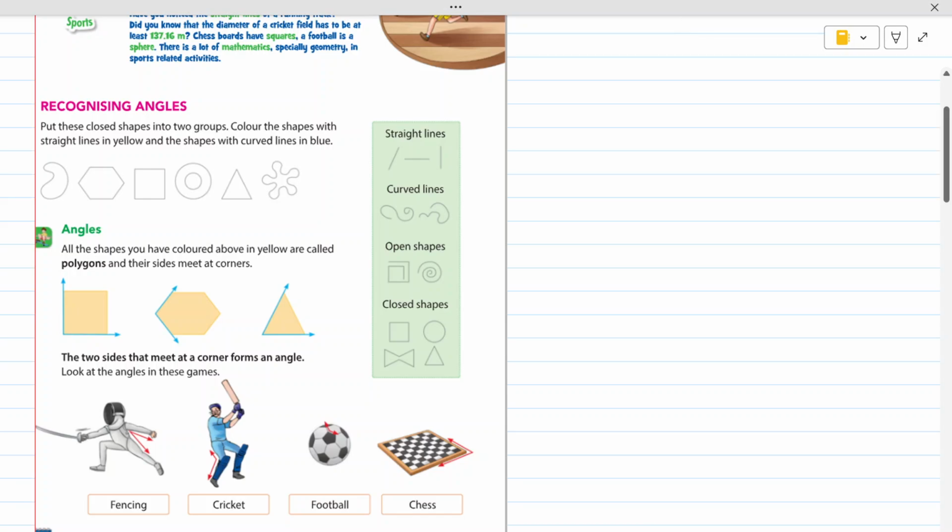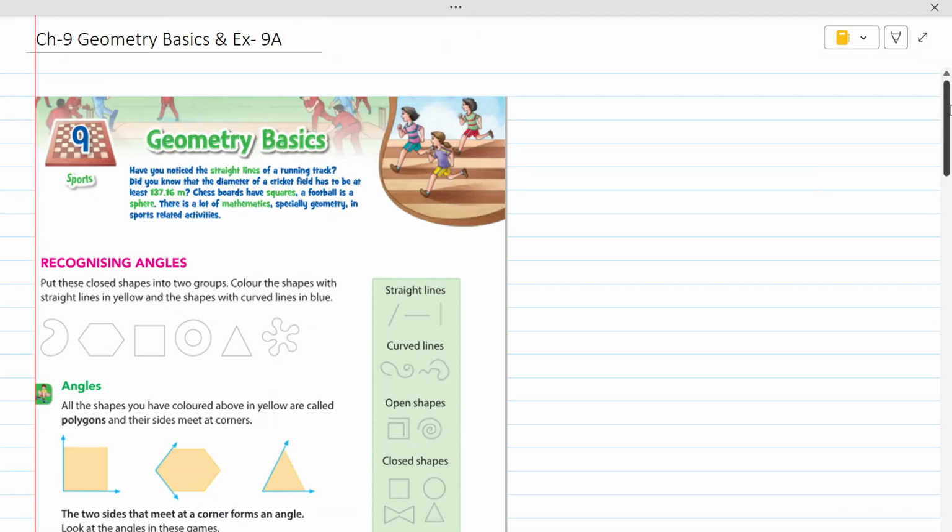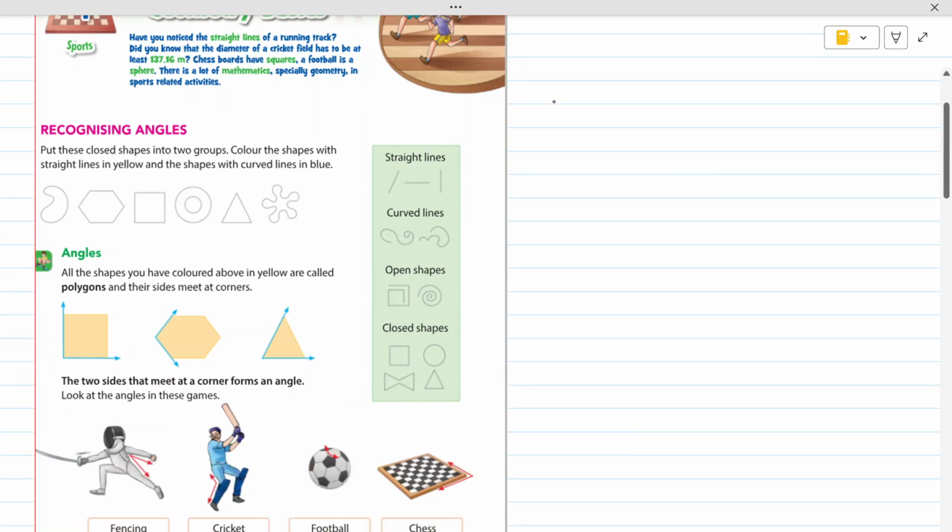Hello kids, in today's class we are going to start with the new chapter Geometry Basics. So let us start the chapter with the following given things. First of all, we have straight lines and we know what straight lines are. This is a slant line, this one is a sleeping line which we also call a horizontal line, and this one is a vertical line or standing line, right?